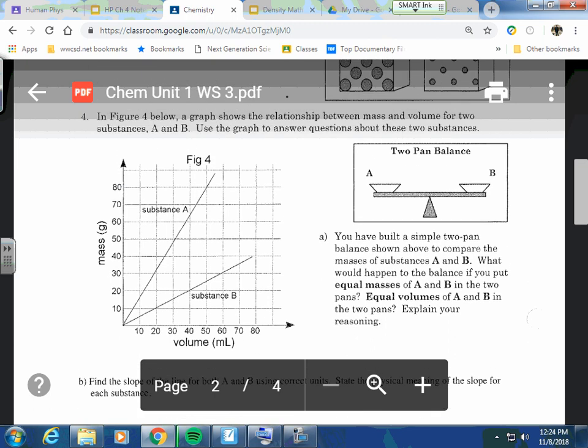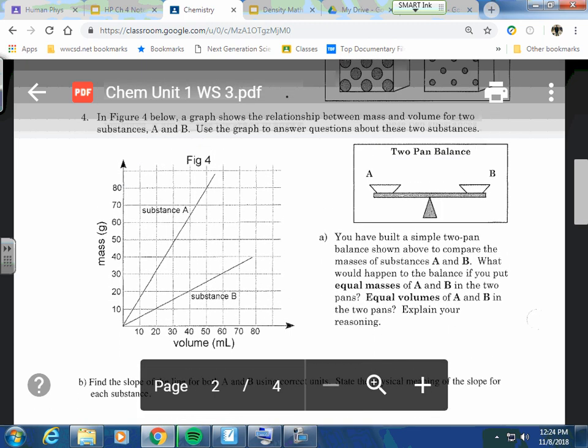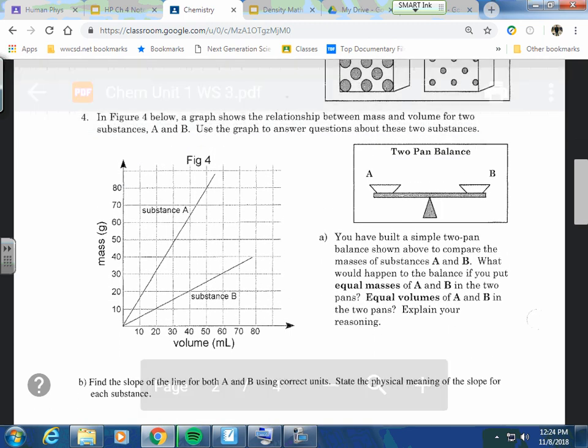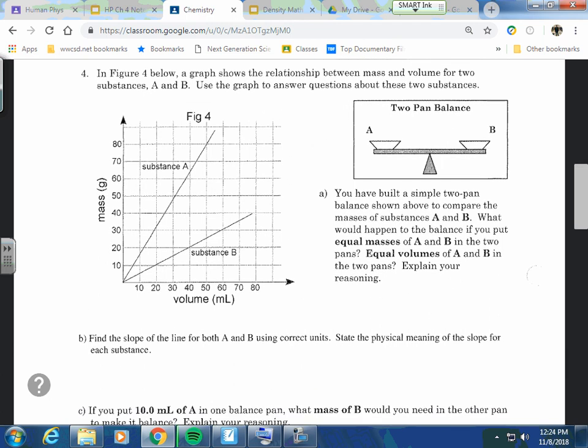All right. Number 4, in figure 4 below, a graph shows the relationship between mass and volume for 2 substances, A and B. Use the graph to answer the questions about these 2 substances. All right, so here I want you to notice we have mass on the Y, we have volume in milliliters on the X. Okay? So when we draw these best fit lines here, what do those best fit lines tell us?